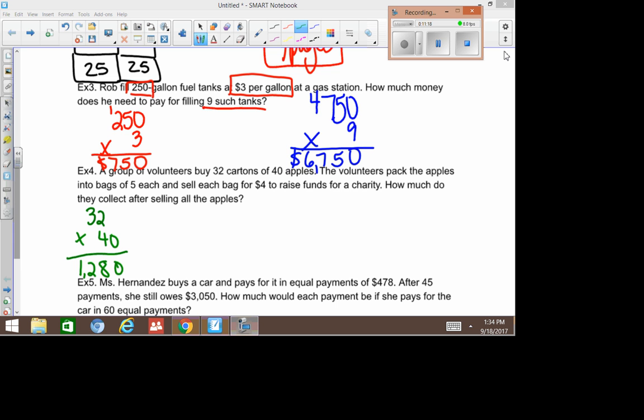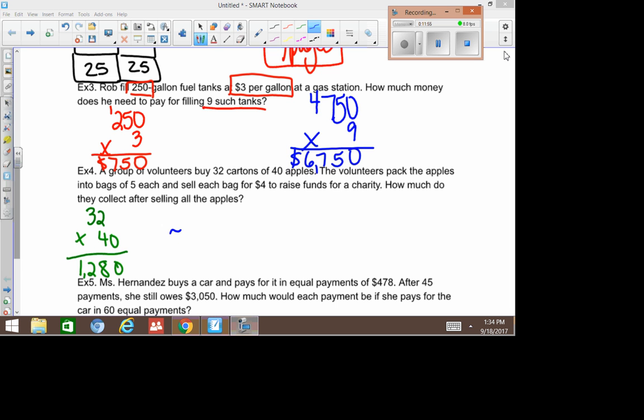Caleb, honey, sit down and focus on what we're doing. So now, the volunteers pack the apples into bags of 5 and sell each bag for $4. If I'm going to pack each bag with 5, we're going to divide. We're going to see how many bags I get when I divide 5 into this. So 5 apples here, 5 apples here, 5 apples here. How many bags do I need? Kyra and Kelly Jo are setting up the bags and they don't know how many. So you need to see how many bags.